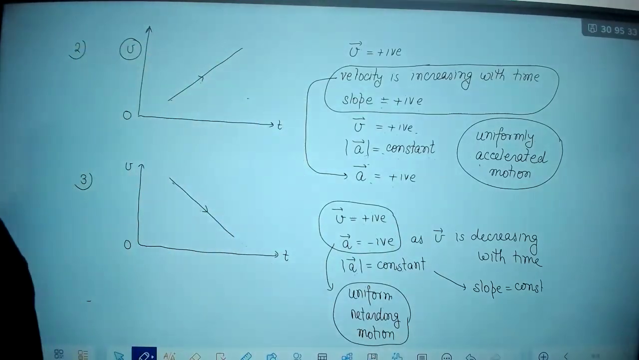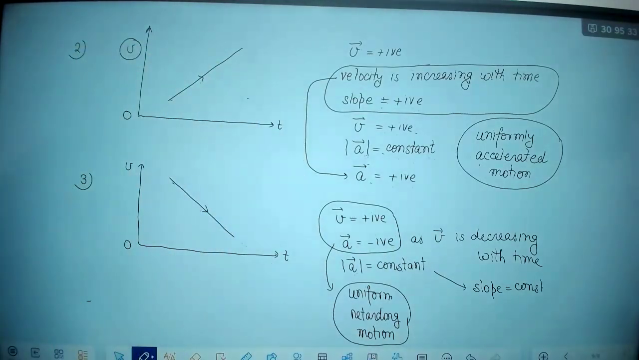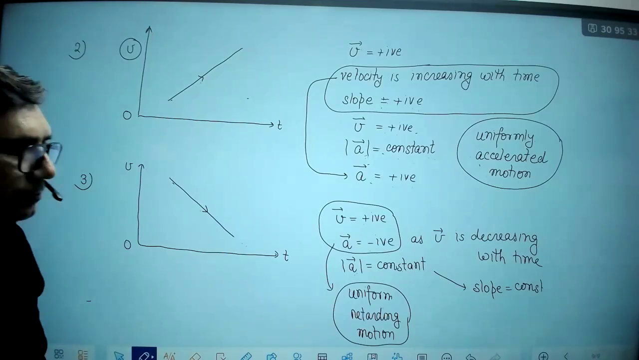This is uniformly retarding motion. Is it okay? Yes, sir. Good. Next.